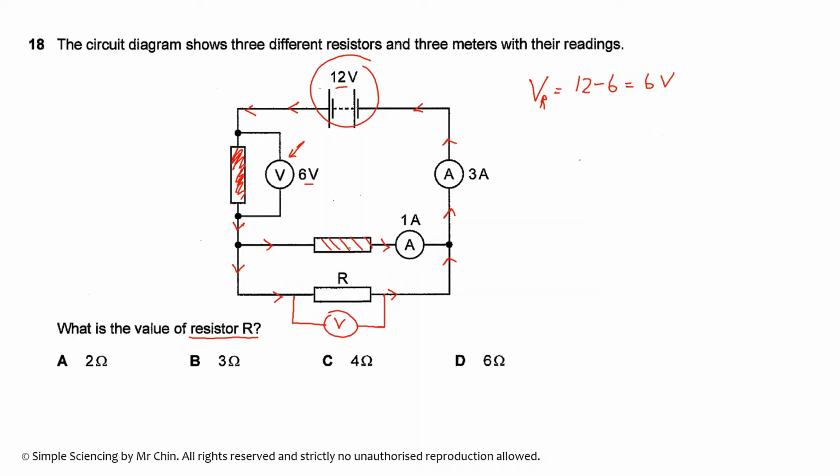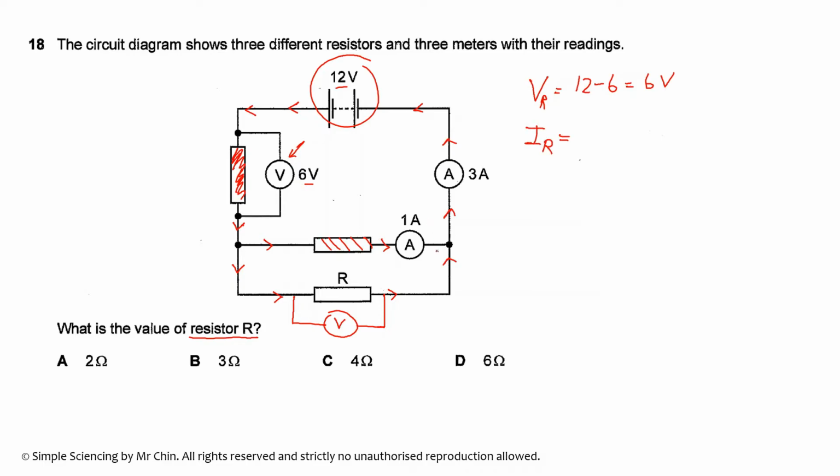Well, the answer is also 6 volts, because you have to remember that the potential difference across each branch in parallel is the same. So no matter how many branches you have in parallel, you have to subtract 12 by 6. No matter how many branches you have, they will also be 6 volts. So we have the voltage settled. Now we have to find the current of resistor R.